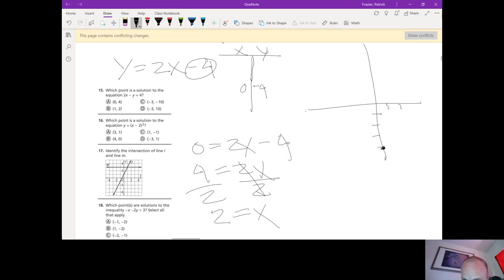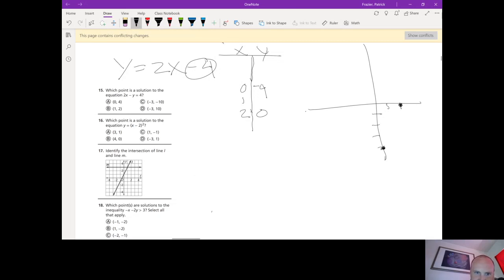So 1, 2, we have that point. So 0, 1, 2, when x equals 2, y equals 0. So then we can ask ourselves, now that we also have a table and a graph, and we didn't need to do any of this, but just for kicks, what if 0 and 4 were a solution?